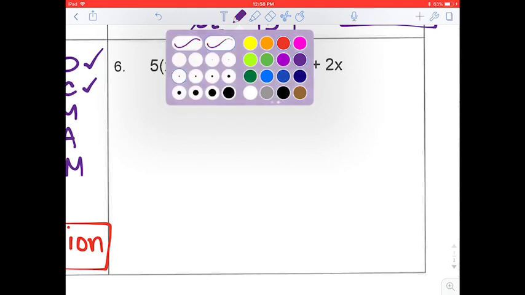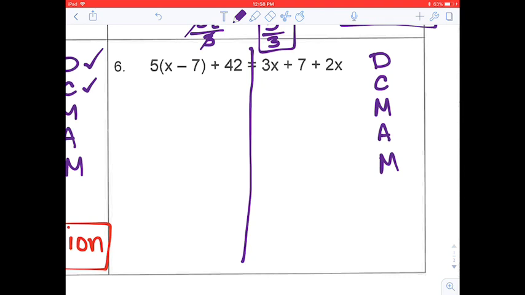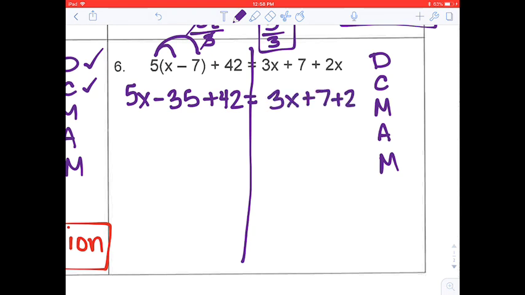So let's grab a less angry color, back to a nice purple. Write out my steps. Don't call me after midnight. Step 1, I distribute. 5x minus 35 plus 42 equals 3x plus 7 plus 2x.